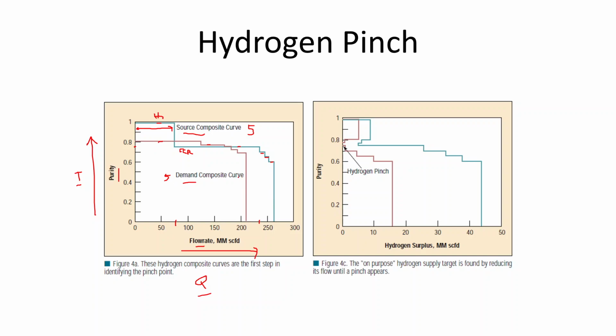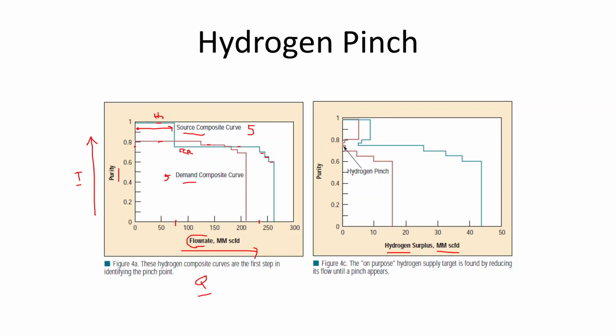And then for every one of these concentration levels, they just simply add them all together. They make what they call the composite curve, the hydrogen composite curve. So instead of a flow rate over here, they have the flow rate of hydrogen, the same concentrations, the same values, but it's now a flow rate of hydrogen.